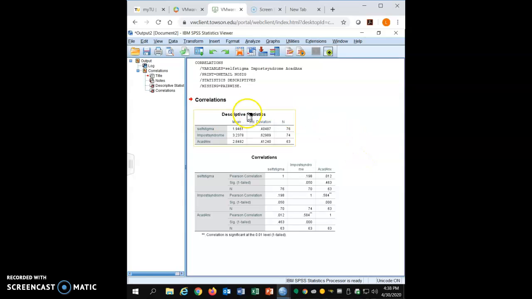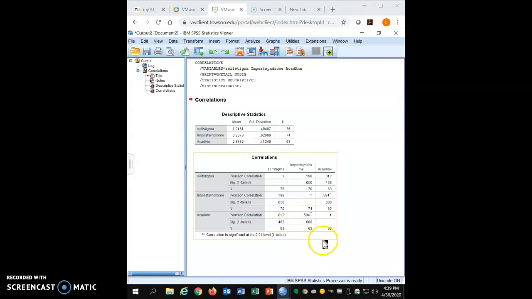And what we see here is our mean and standard deviation for self-stigma, imposter syndrome, and academic anxiety. The key is, of course, to remember the scale that these are on. So self-stigma was on a 4-point scale, I think. Let me check on that real quick. Yes. So self-stigma was on a 4-point scale, imposter syndrome was on a 5-point scale, and academic anxiety is on a 4-point scale. So we had a mean of about 1.9 for self-stigma, a pretty high mean of 3.2 for imposter syndrome, and again, a pretty high mean of academic anxiety of 2.8.